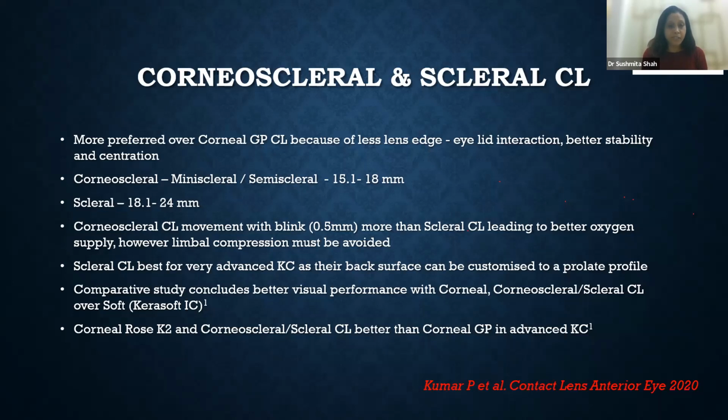So one thing I need to mention here, I think I missed on the slide, is the PROSE lens, which is the first scleral lens, which was designed by the Boston Foundation for Sight, and it is made of the Boston XO material, which is good in terms of oxygen permeability. Subsequently, there are multiple other manufacturers who also produce scleral contact lenses now.